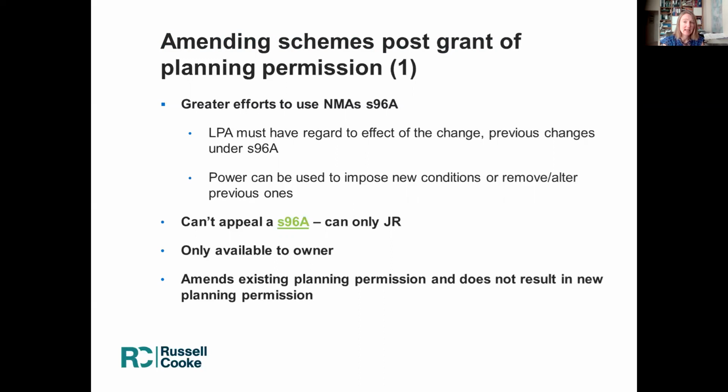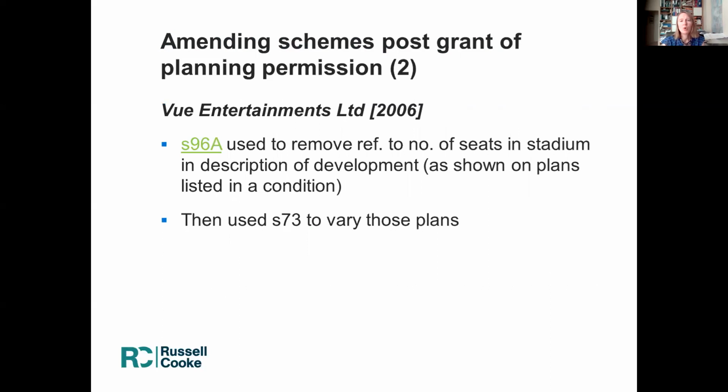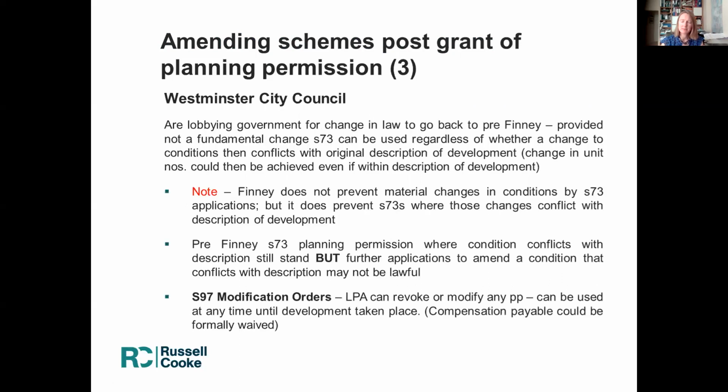Unfortunately, you can't appeal a 96A decision. So if it is refused, you don't have that option; you only have the option to judicially review it. Another important point is that amending the existing planning permission by 96A results in amending your original permission, as opposed to resulting in a new planning permission. You'll recall that that's different from the use of Section 73. So what a lot of cases have done is use 96A to remove some of the description of development. In this case, they removed the reference to numbers of seats in a stadium from the description of development, and then used Section 73 to vary those plans.